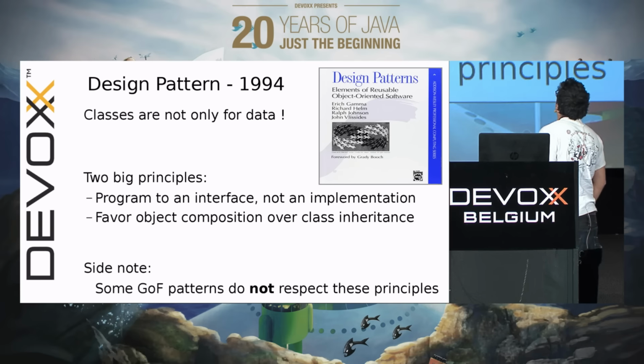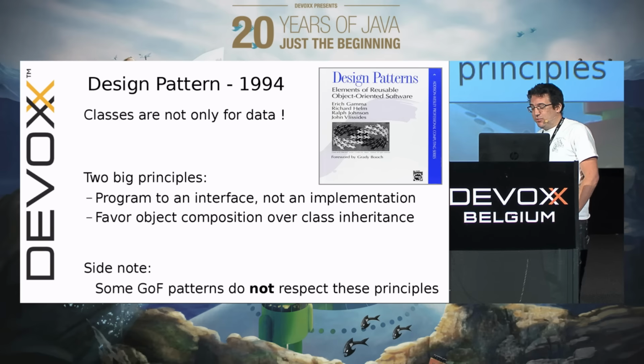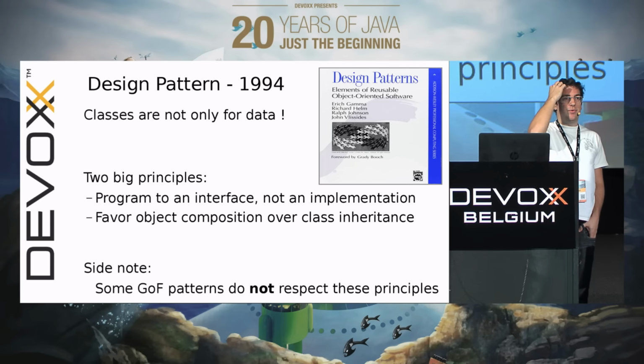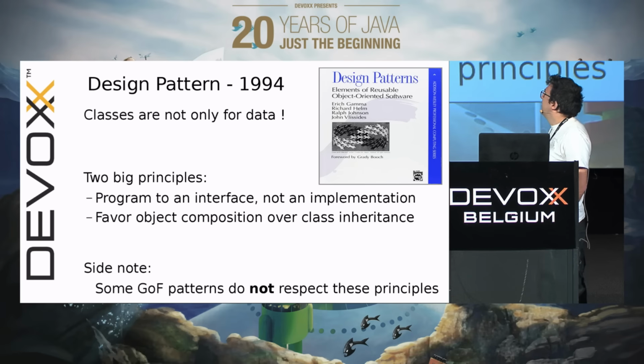So the Gamma book, or the Gang of Four book. First, it was written in the last century. It was written for C++, remember? Kind of an old language, weirdly. There is only one thing which is important in the design pattern book. It's the four words, which say we have only two big principles. The first one is you should program using interface, not implementation.